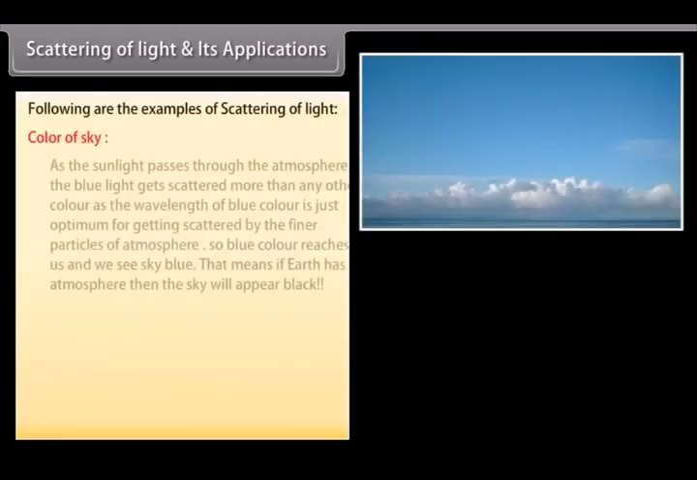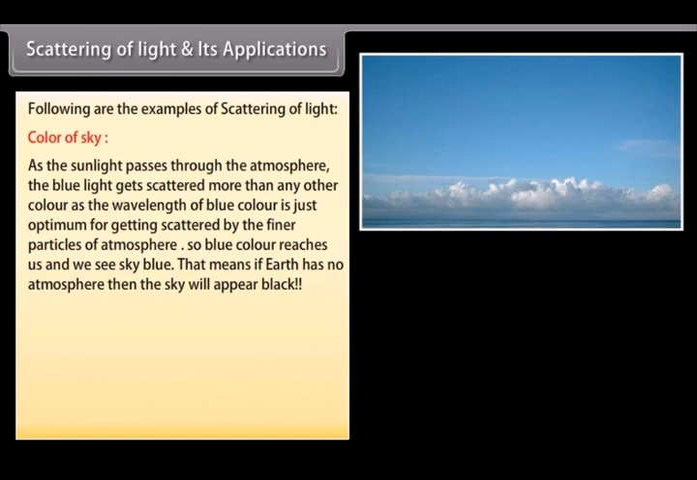Following are the examples of scattering of light. As the sunlight passes through the atmosphere, the blue light gets scattered more than any other color, as the wavelength of blue color is just optimum for getting scattered by the finer particles of the atmosphere. So blue color reaches us and we see the sky as blue. That means if Earth had no atmosphere, then the sky would appear black.